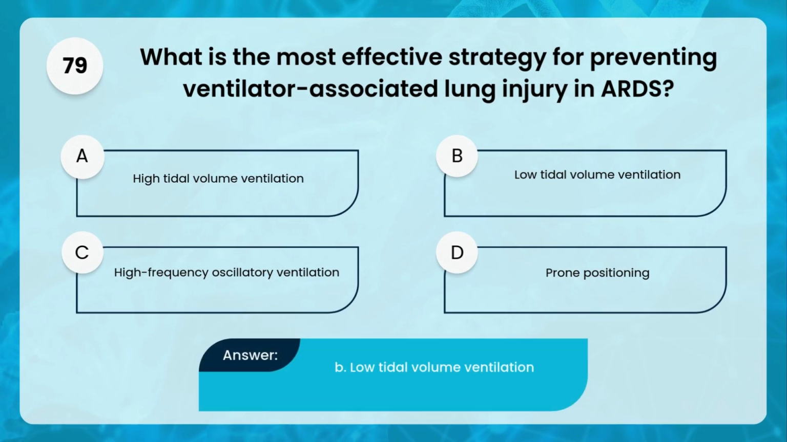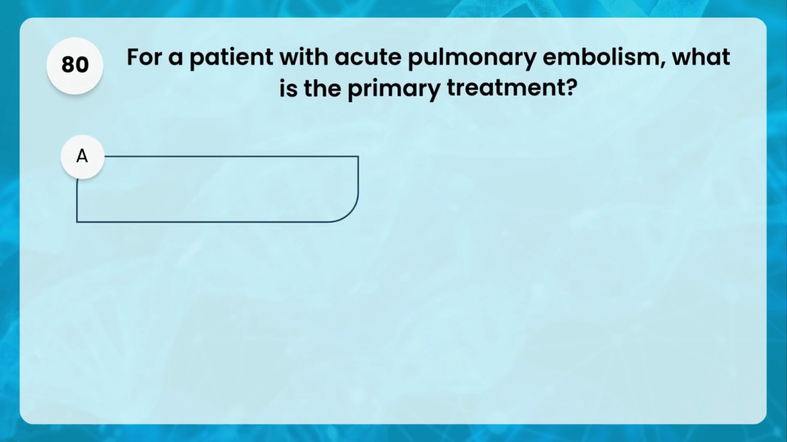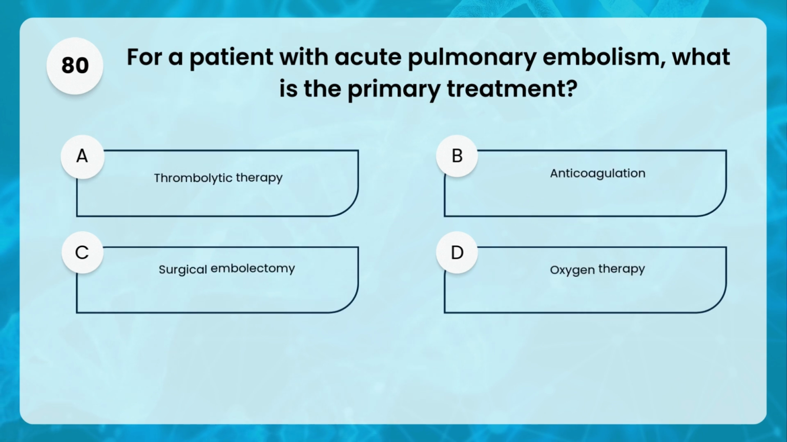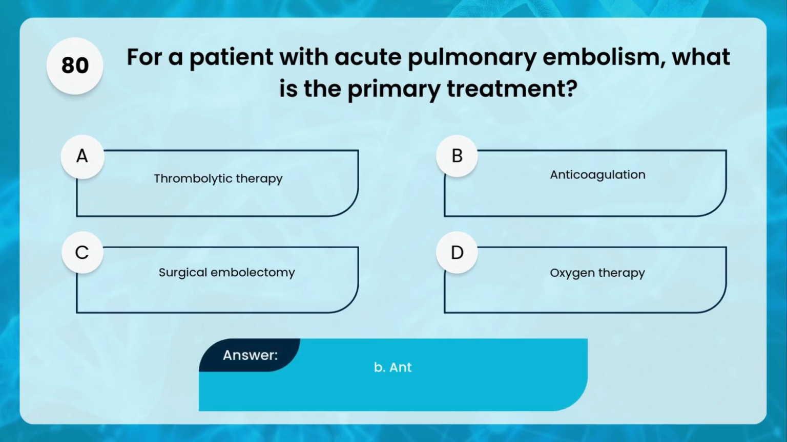Low tidal volume ventilation. Number 80. For a patient with acute pulmonary embolism, what is the primary treatment? A. Thrombolytic therapy. B. Anticoagulation. C. Surgical embolectomy. Or D. Oxygen therapy. The answer is B.